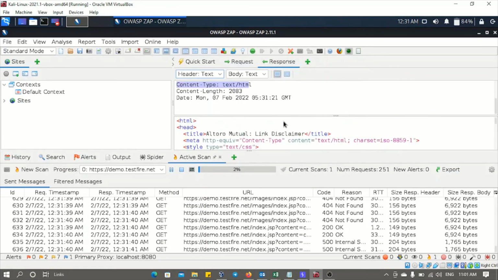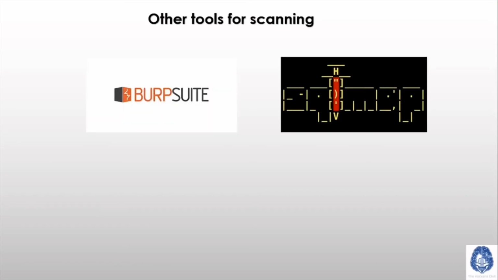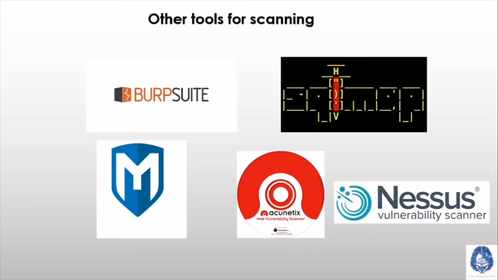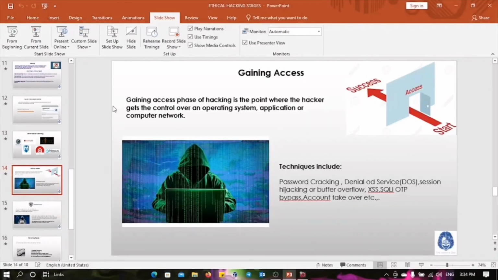Okay, so this is how the ZAP tool works. So there are other tools for scanning, that is Burp Suite, SQLMap, Metasploit, Acunetix, Nessus, Wireshark. So these tools will be taught to you once you join.